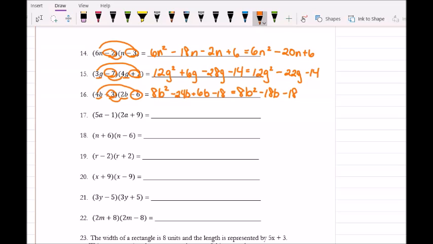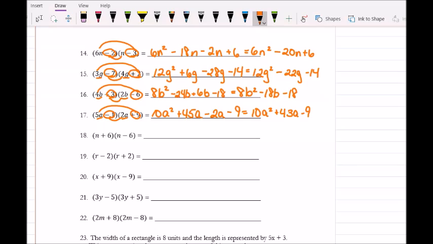And number 17, 5a times 2a is 10a squared. Outer would be 45a. Inner, negative 1 times 2 is negative 2a. And last, negative 1 times 9 is negative 9. And go back and combine 10a squared. 45 minus 2 is positive 43a, minus 9.